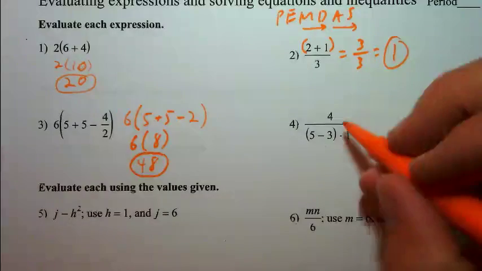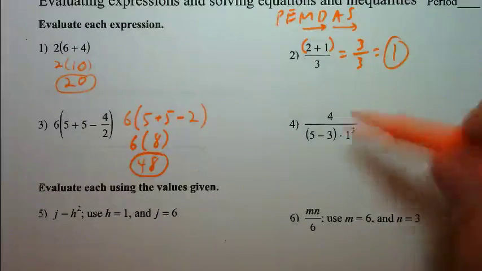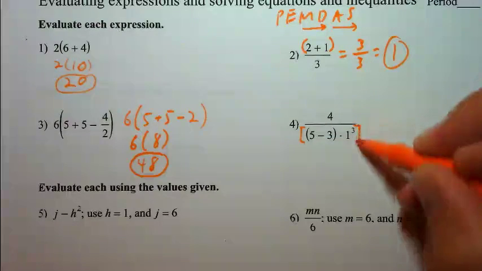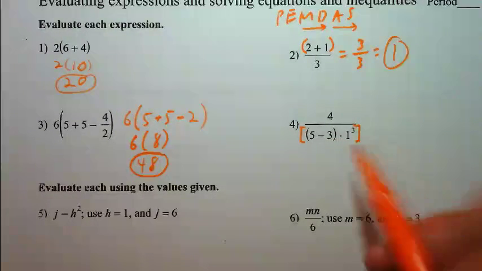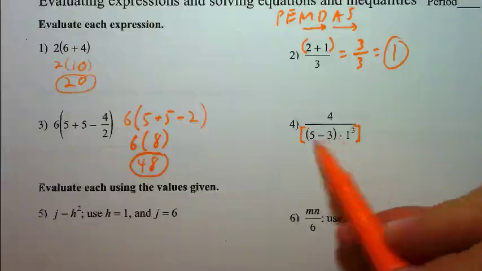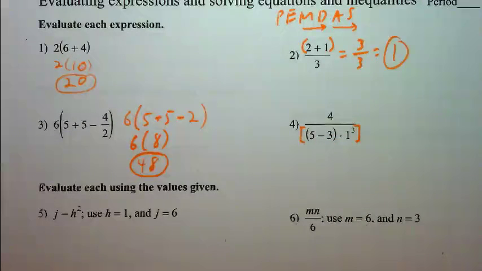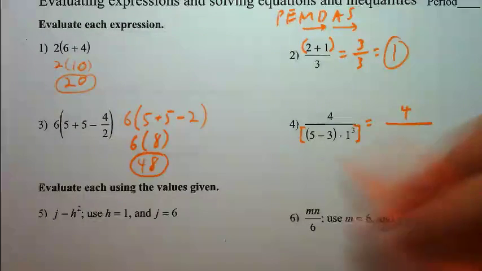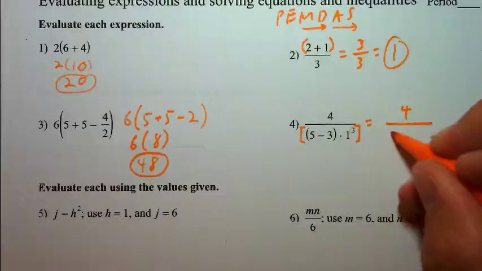On number 4, again, all the stuff on the bottom is grouped, and this might as well be in brackets because we got to do all of that first. We also have a set of parentheses here, so you got to do within those parentheses first. So we have 4 still going to be on top. Subtract 5 minus 3, that's going to give us 2.